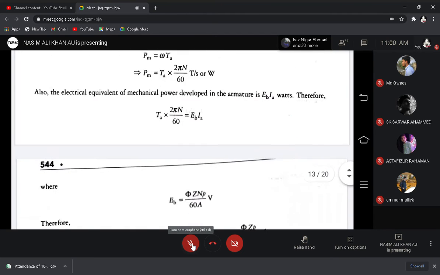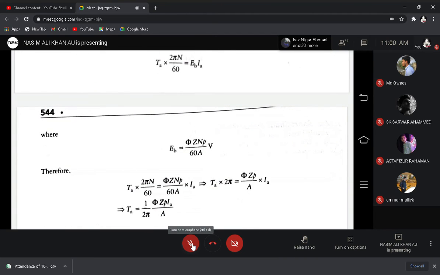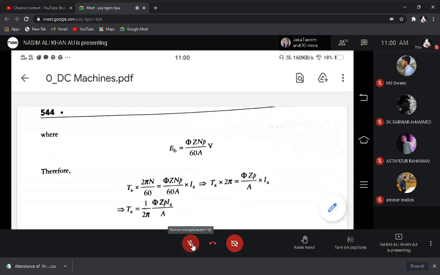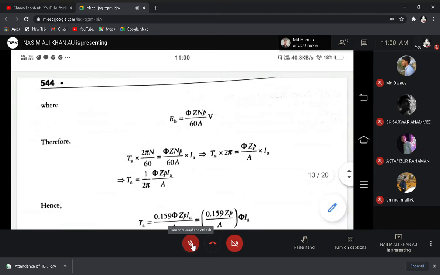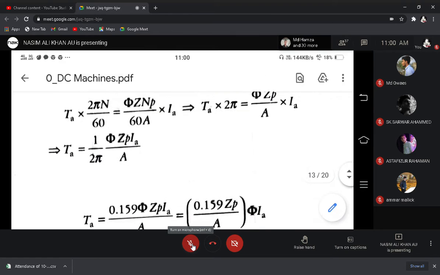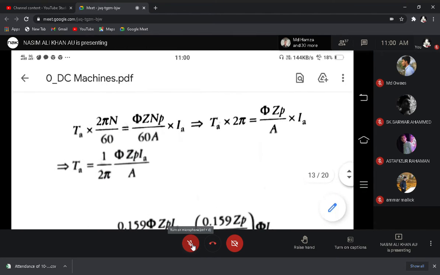Here the value of Eb is also known: P phi N Z by 60A. Now we substitute all the values and separate out the torque Ta in terms of the other parameters. Finally you get Ta equals 1 by 2 pi into phi Z P Ia by A. That particular torque equation, 1 by 2 pi, you have to remember.